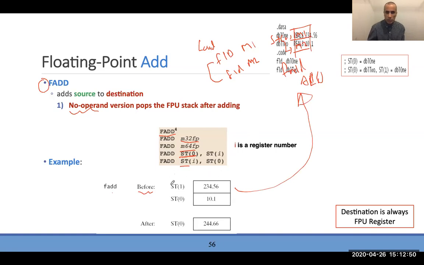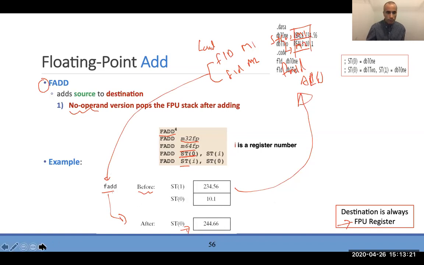All right, so this is before. After we load these two values and then call FAdd, now we're going to see the top of the stack is going to be 244.66. You see what I'm talking about? So this is the result. It's going to be added, and automatically the result is going to be the top of the stack. Keep that in mind, automatically. And the destination must always be what? An FPU register. Keep that in mind.